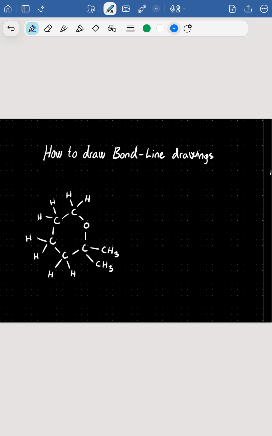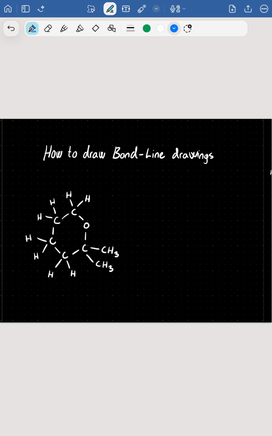Alright, so how to draw bond line drawings. Now that we know how to read bond line drawings, it's time to learn how to draw them. Let's take the following molecule as our example. To draw it as a bond line drawing, we focus on one thing and one thing only, the carbon skeleton.